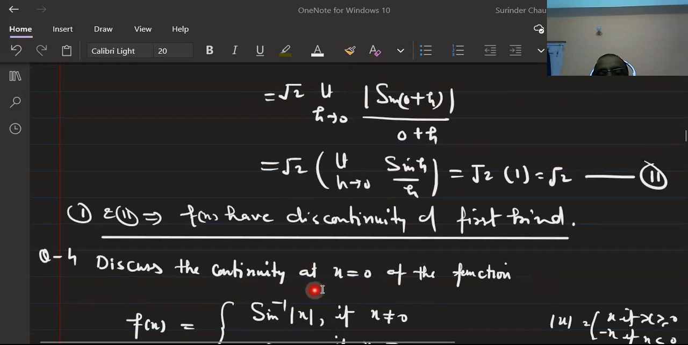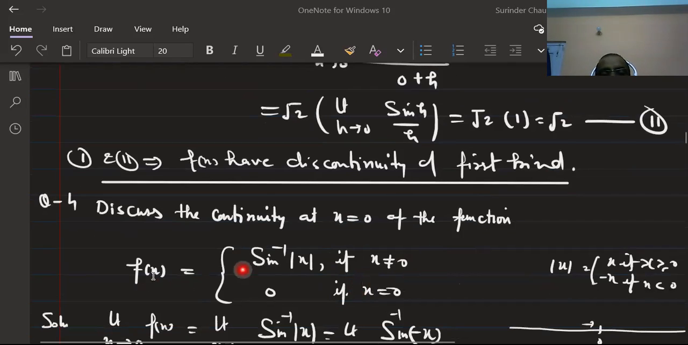Discuss the continuity at x is zero of the function f(x) is equal to sine inverse of modulus x over x for x not equal to zero, and zero if x is zero. So we know the modulus of x is equal to x if x is greater than or equal to zero, and minus x if x is less than zero.